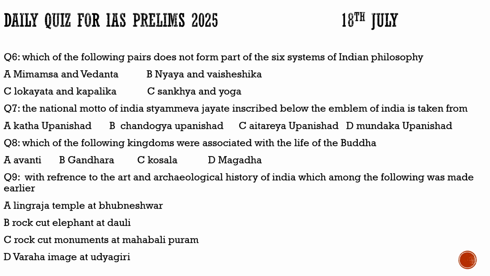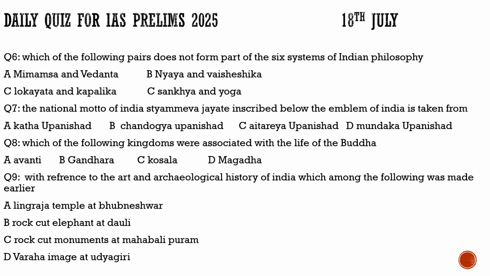Now coming to question number 9, with reference to the art and archaeological history of India, which among the following was made earlier? So it is the rock cut. Is it Lingaraja temple at Bhubaneswar? No, it is not, because it was built in the 11th century by Yayati.